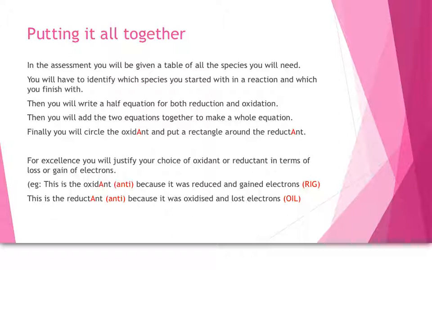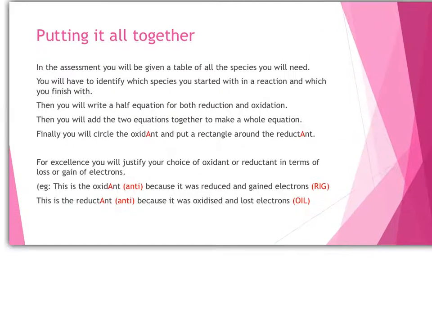Then you'll add the 2 equations together to make a whole equation, as you've practiced already. And finally, in the final whole reaction, you will circle the oxidant and you will put a rectangle around the reductant. For excellence, you'll justify your choice of choosing that oxidant and that reductant in terms of has it lost or gained electrons.